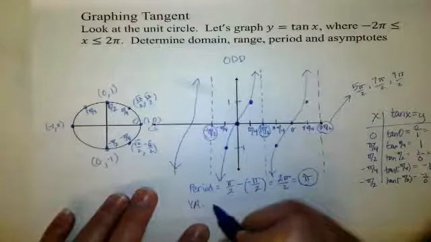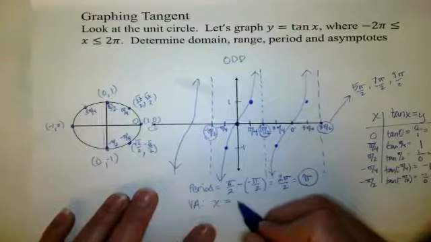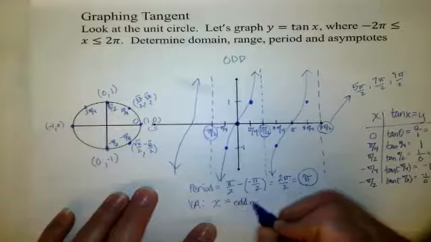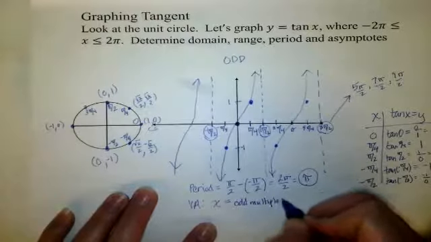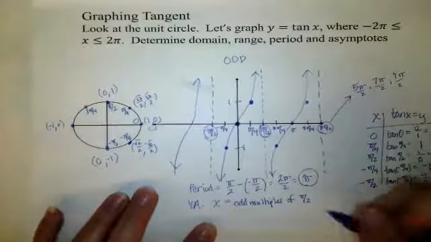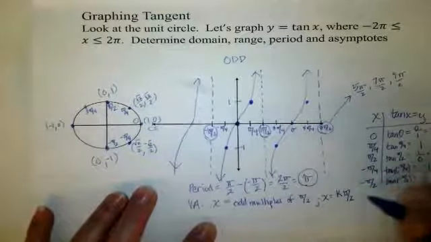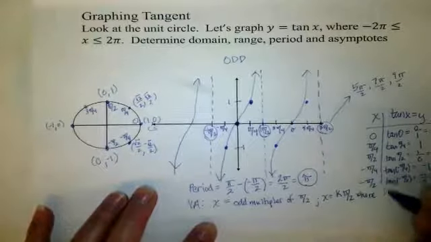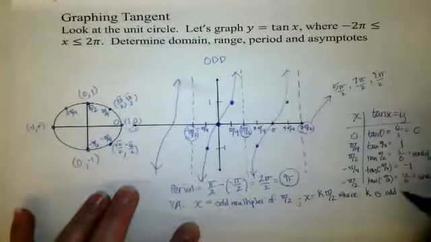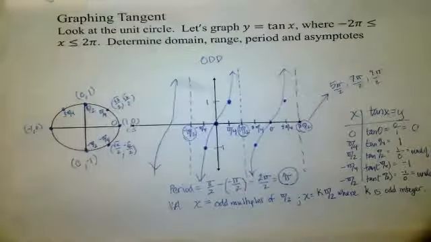So we can say that the vertical asymptotes are x equals odd multiples of pi over 2. We could say something like x equals k pi over 2, where k is an odd integer. There are lots of ways we can say that. K is an odd integer.